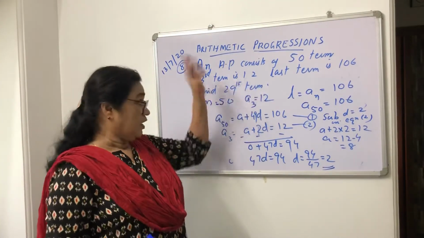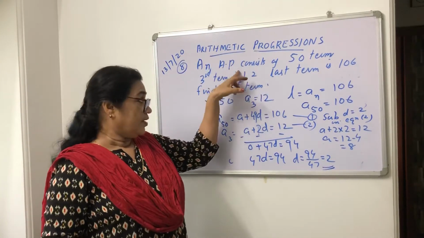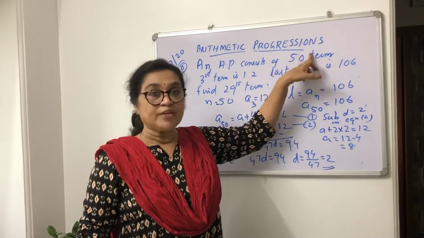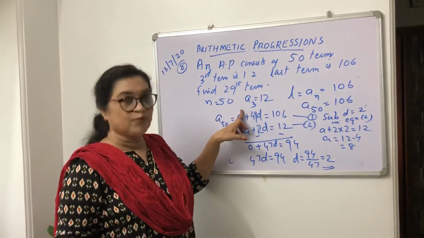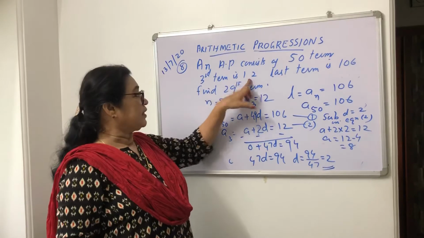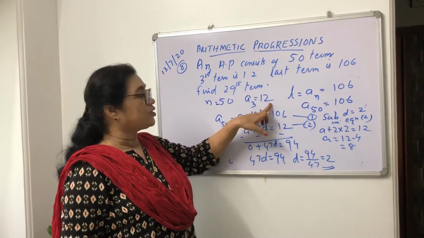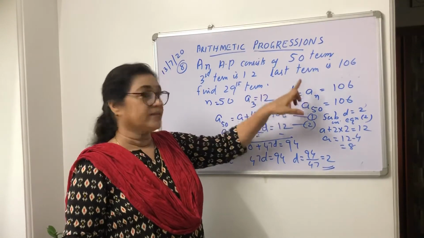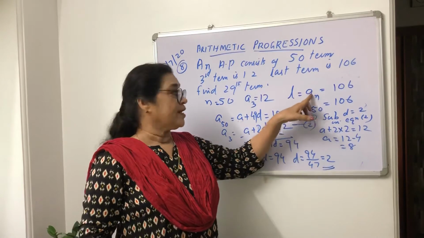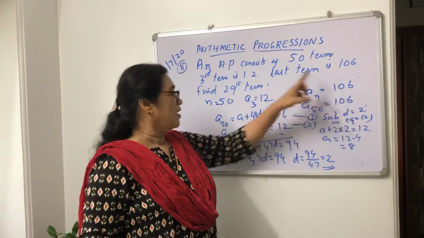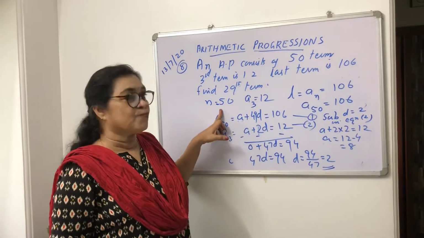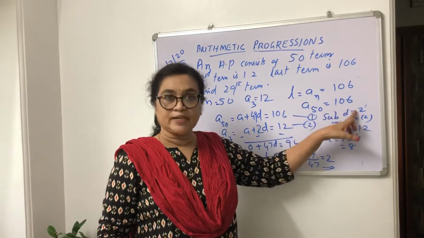You need to find out the 29th term. So here, what are the given things? AP consists of 50 terms. So N is equal to 50. Third term is A3. A3 is 12. Last term is denoted by AN. AN is equal to 106. But N, the value is 50. Therefore A50 is 106.